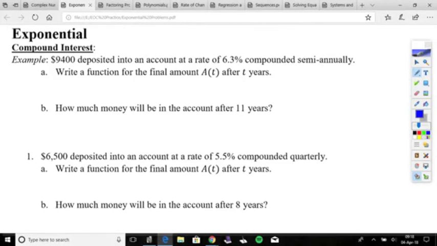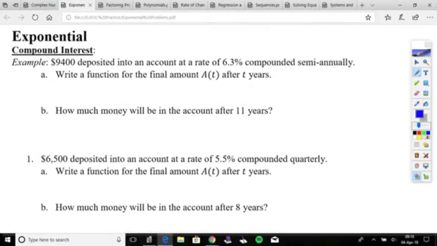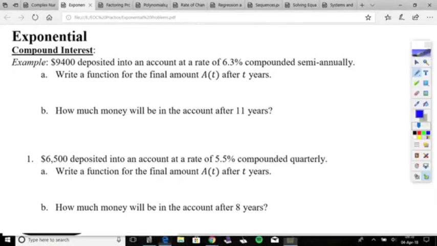All right, so the example: we have $9,400 deposited into an account at a rate of 6.3% interest, compounded semi-annually. So let's look at the formula first. Let's talk about what some of the key components are. So the formula is A. Oops, let me get the tool here.